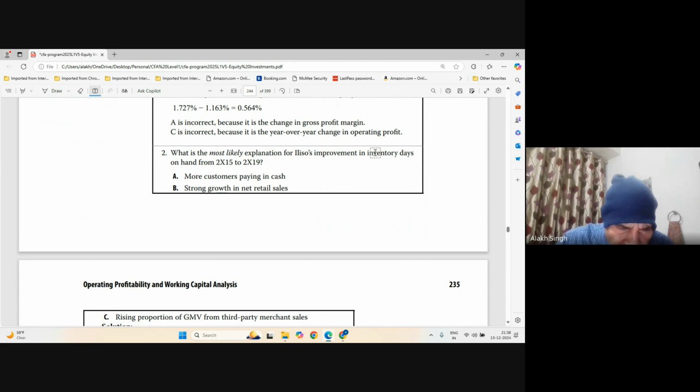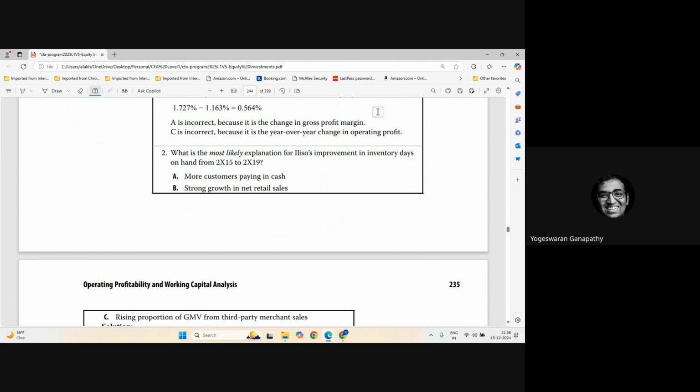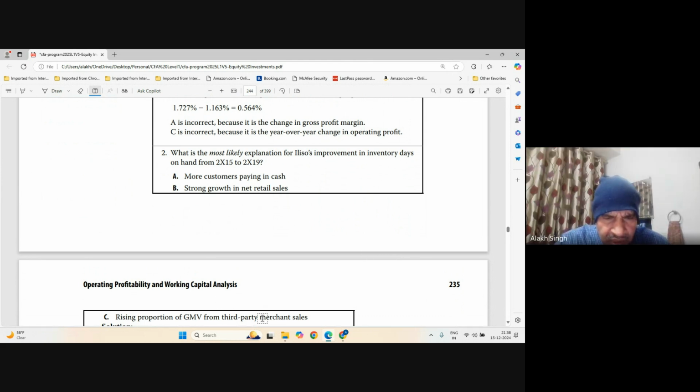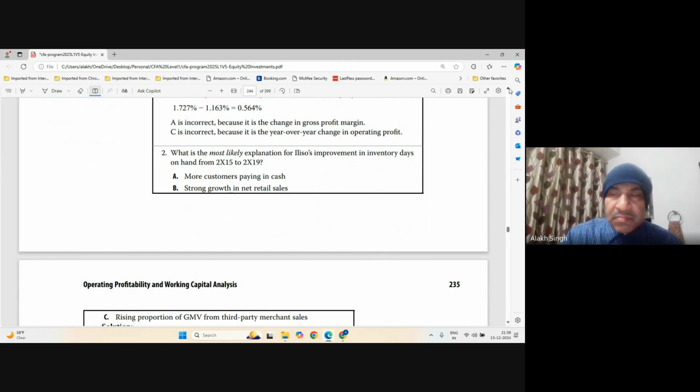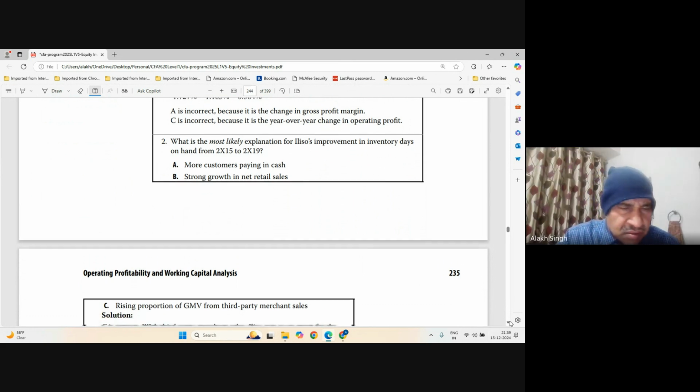But there is nothing like profit increasing. The rising proportion of GMV, gross merchandise value, from third parties means you don't have to keep the inventory, as it is the third parties who are putting inventory on your behalf. Yes, so C will be the correct answer. More customers paying in cash would reduce DSO, the days sales outstanding, but it is not inventory. A, strong growth in net retail sales, does not talk about inventory.